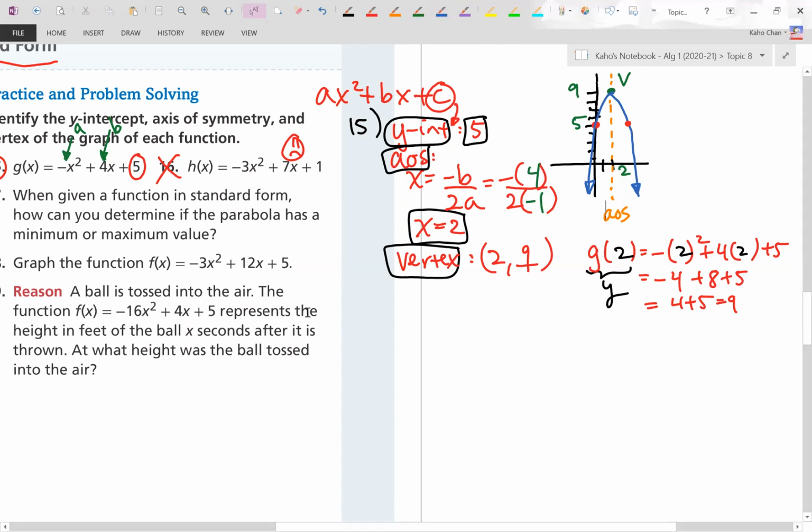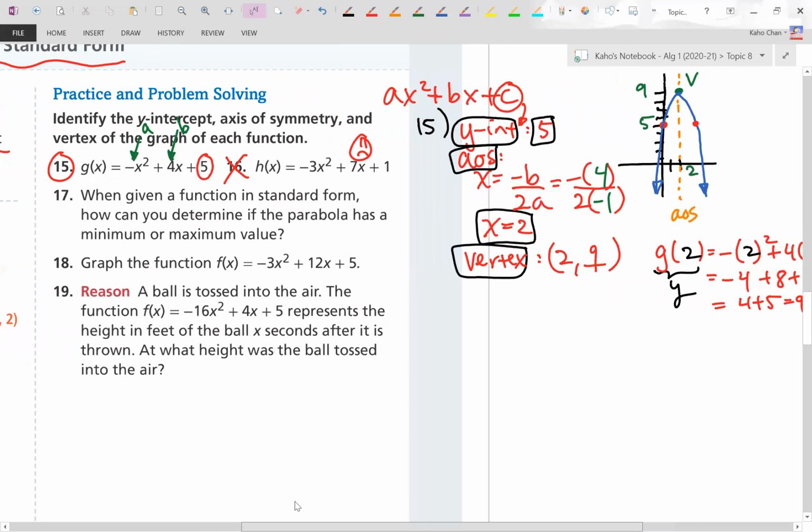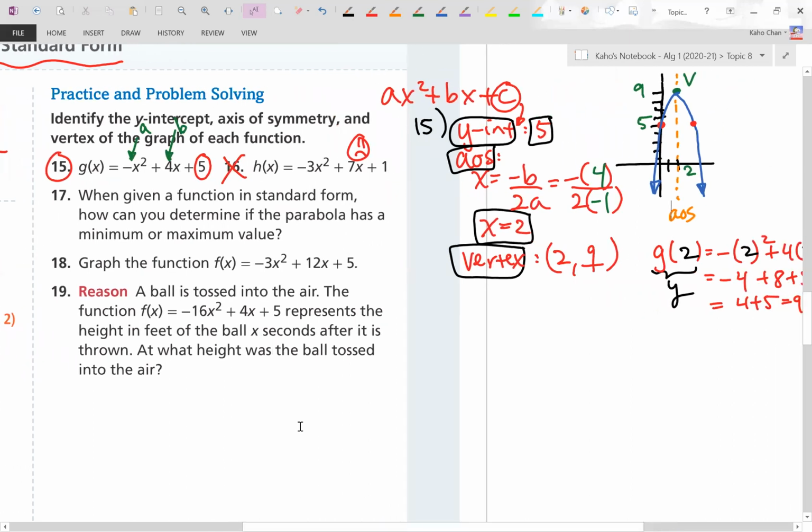Okay, let's jump to number 17. When given a function in standard form, how can you determine if the parabola has a minimum or a maximum? Now this kind of goes back to originally the previous section, sorry, 2 sections ago, about the a value. Minimum means it opens up. When it opens up, the a value is positive. Maximum is when the parabola is opening downward, meaning this point that has the maximum way up there. This is where the a value is negative. So that's how you know that situation, okay?